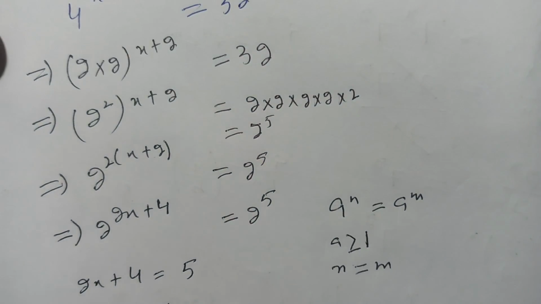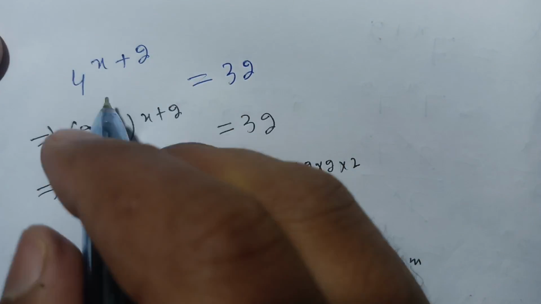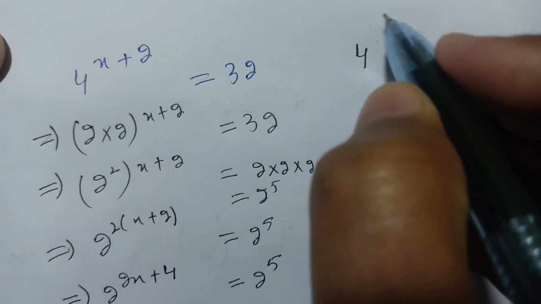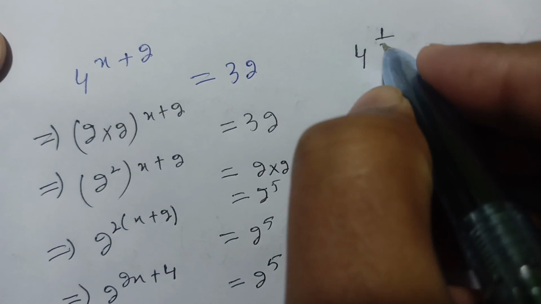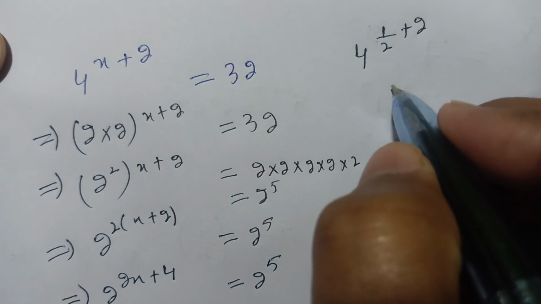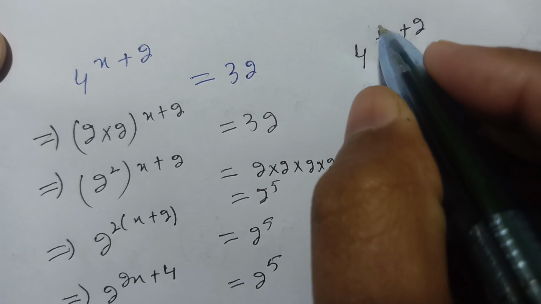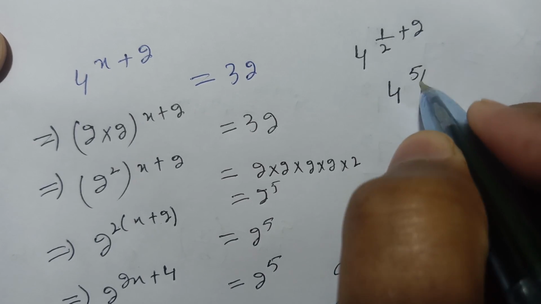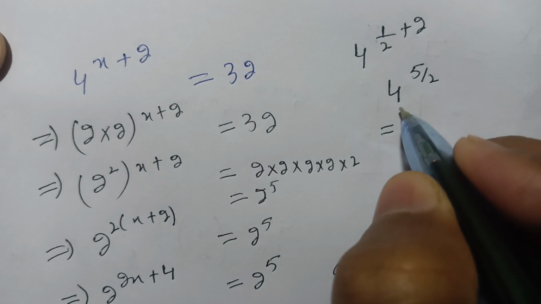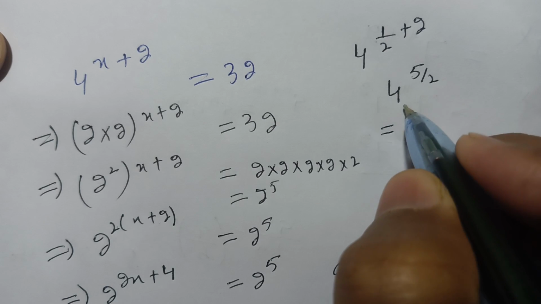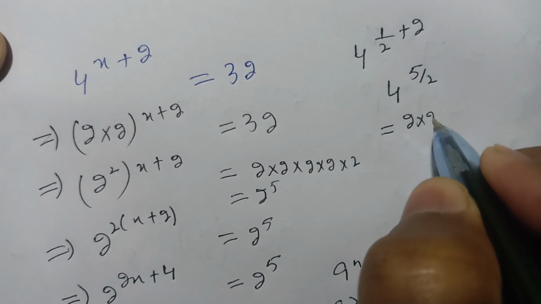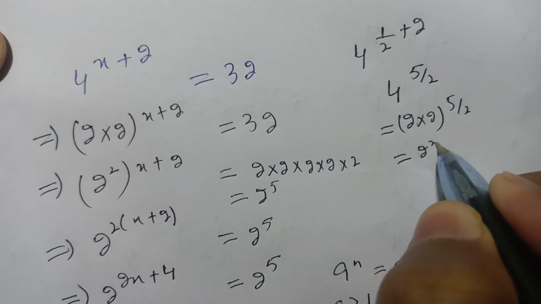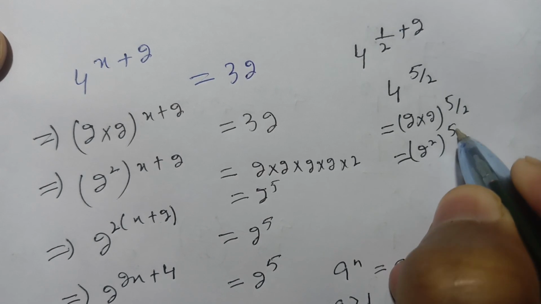Now we check whether x is equal to 1 by 2 is our solution or not. Taking the left hand side we get 4 power x plus 2. In place of x we put 1 divided by 2 plus 2, we have 4 power, it becomes 1 plus 2 times 2 which is 4, 4 plus 1 is 5, 5 divided by 2. Now 4 can be written as 2 times 2, whole power 5 divided by 2. 2 times 2 can be written as 2 power 2, power 5 divided by 2.